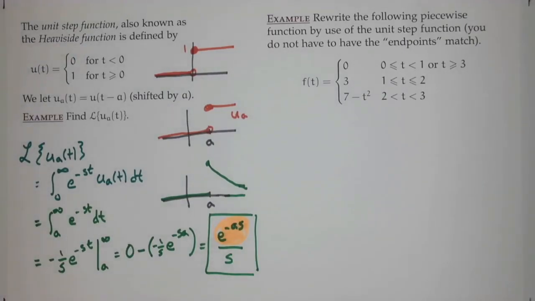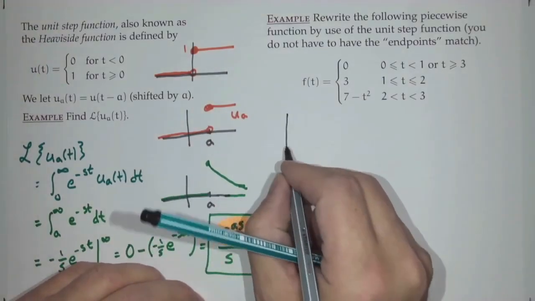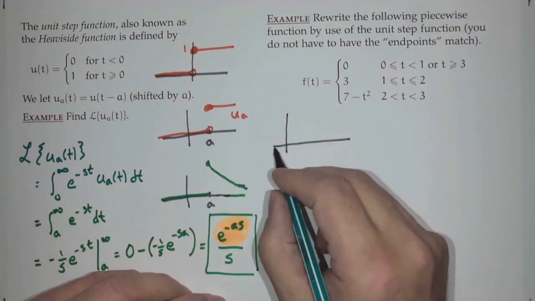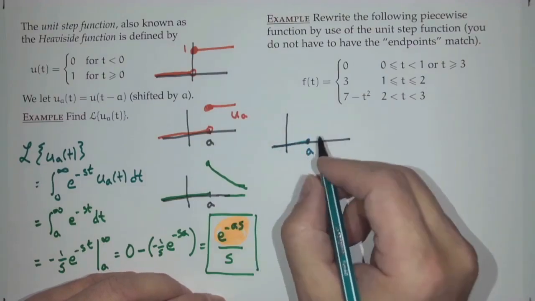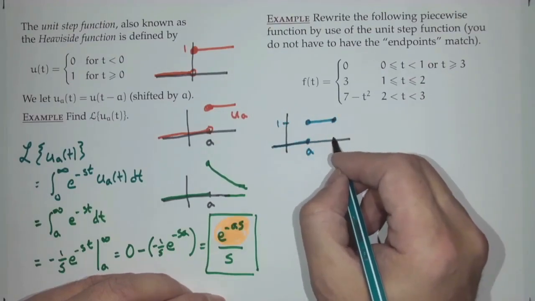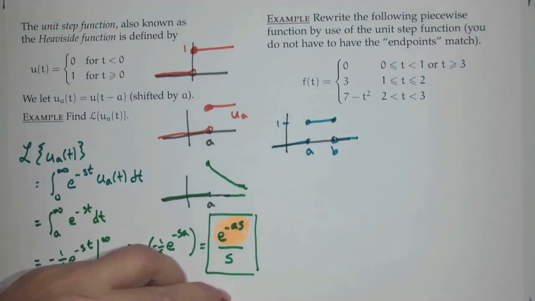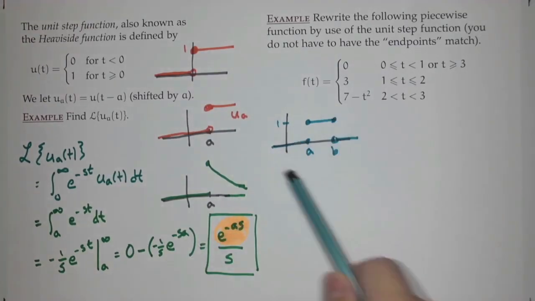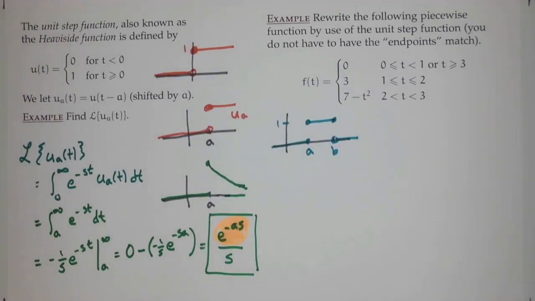And so before we tackle that, let's do a simple example. Suppose I want the following. Namely, I'm going to come along. Then at A, I'm going to jump up to 1. Keep going until I hit B, where I go back down to 0. So think of it as I'm just going to be on for just a little bit of time. Turn on at A, turn off at B. But besides that, I'm 0. Can we find a way to write this simply in terms of the unit step functions?